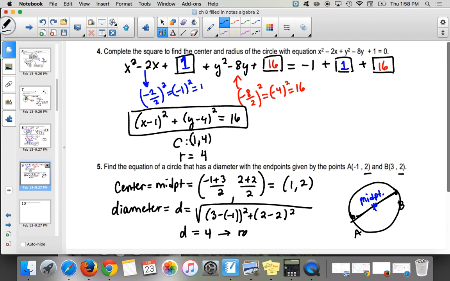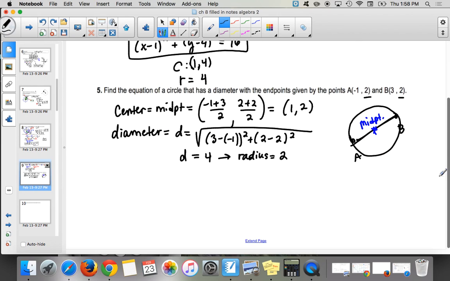So that means our radius is what? 2. Yep. So your equation of the circle then is x minus 1 squared plus y minus 2 squared equals 4.